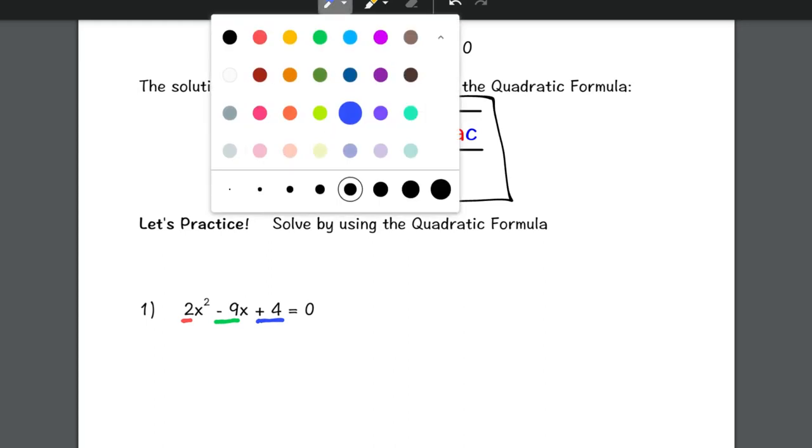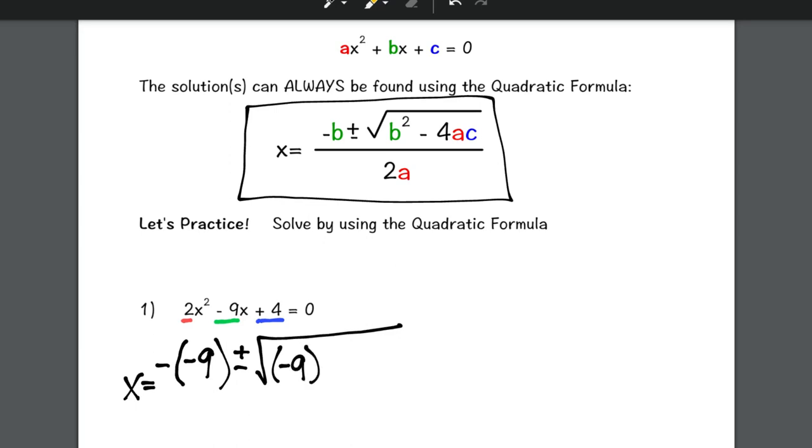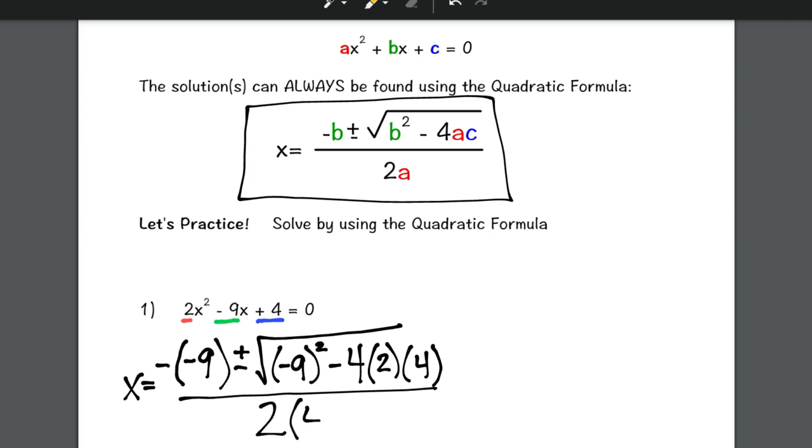All right, so if we go in to actually solve for x, it looks a little something like this. We have x is equal to opposite of b. I like to put these in parentheses like so. So my b is -9, so I put that negative out front and then -9 inside my parentheses, plus or minus the square root of -9, because that's my b again, squared, minus 4, and then my a, which is 2, and my c, which is 4. And all of this over top of 2 times a, which is 2.